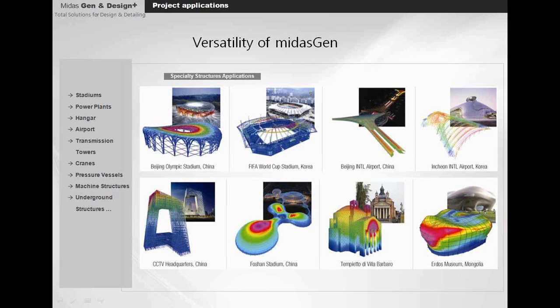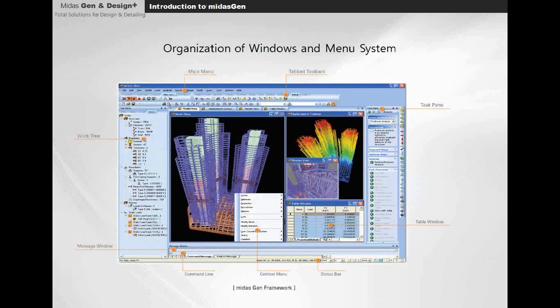You can also design airports. This was used for some of the features for designing the Beijing International Airport, as well as the Incheon International Airport here in Korea. We also used MIDAS Gen in China as well as in the Foshan Stadium. Also, we have a special feature for masonry analysis, like it was used in this villa in Italy, the Tempiotto de Via Barbaro. It was used for rehabilitation works in Italy, and it's quite popular there.